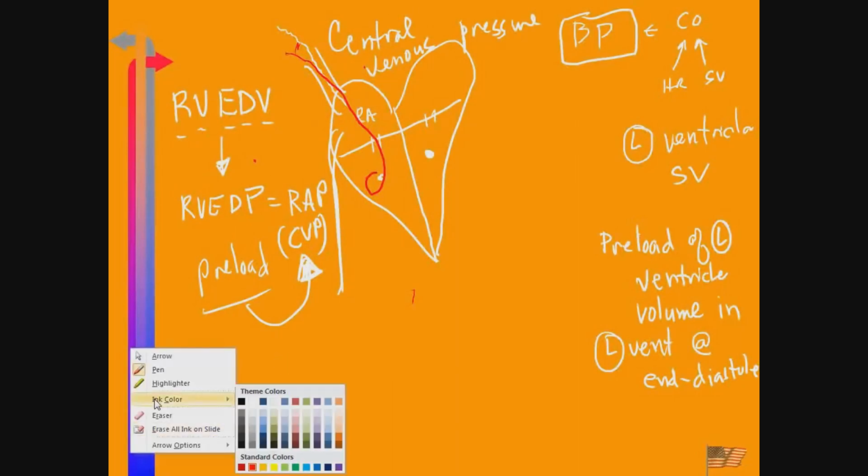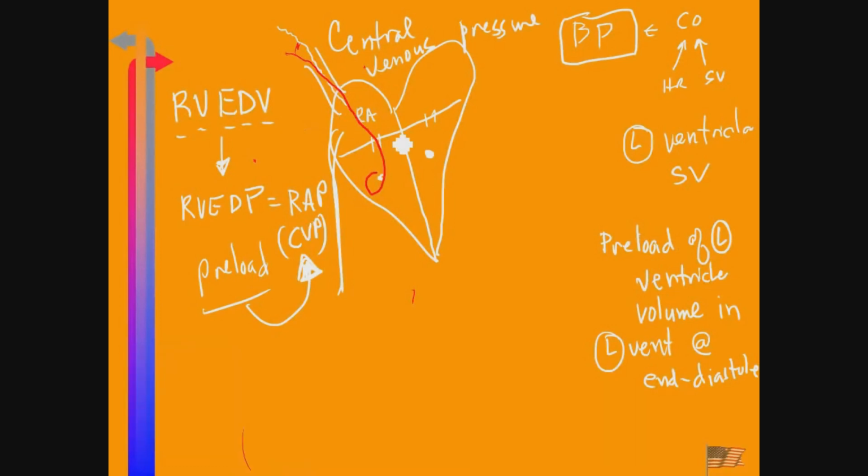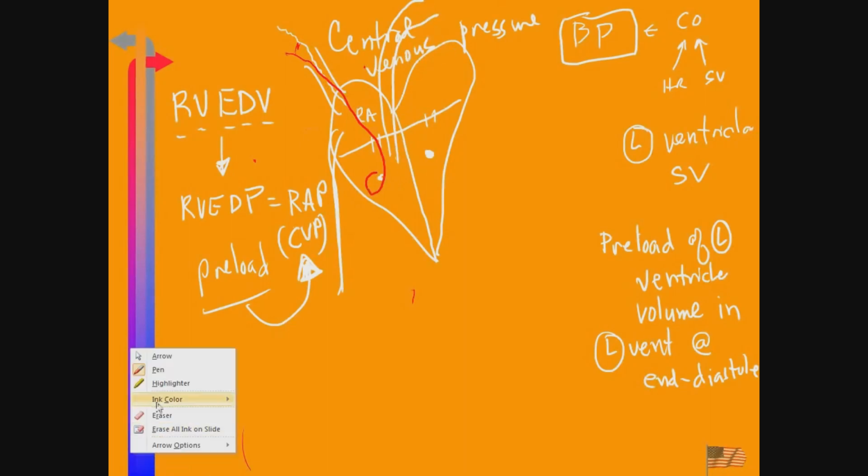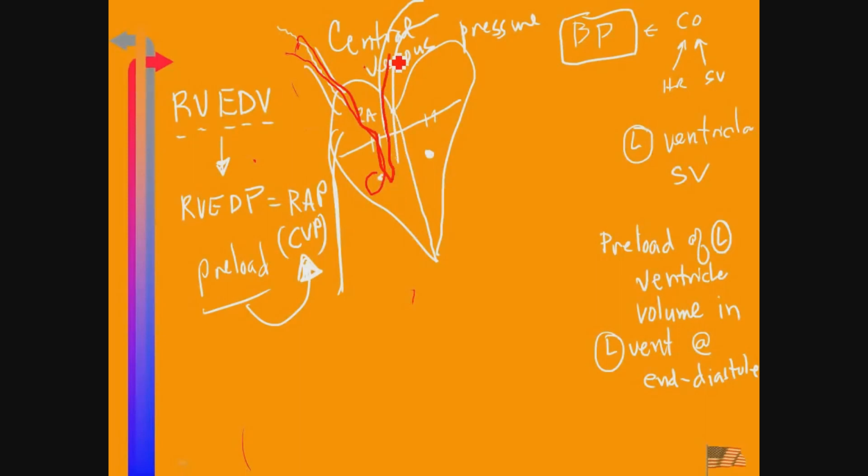Let me go back and draw a couple other things here. Here's my pulmonary artery. And when they floated that catheter, they would float it in through the right atrium, through the tricuspid valve, into the right ventricle, inflate the balloon, and it would just follow right through the pulmonic valve and into the pulmonary artery. Magic.